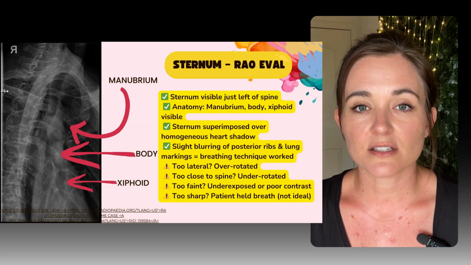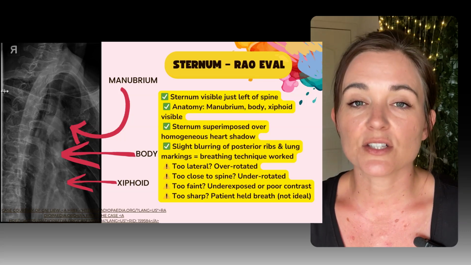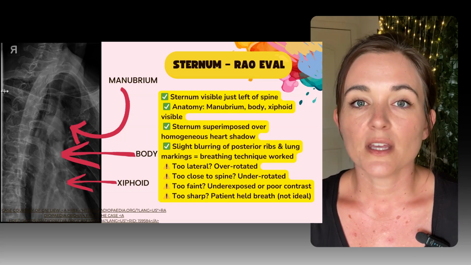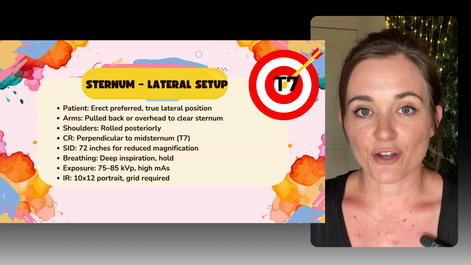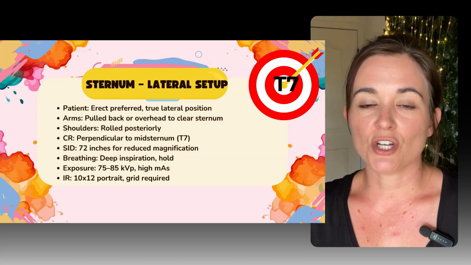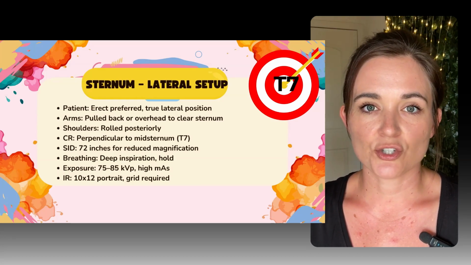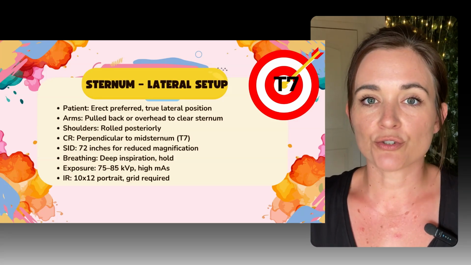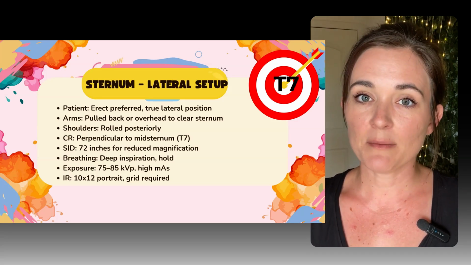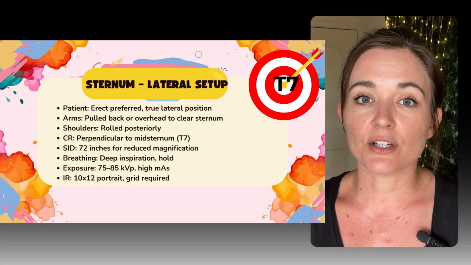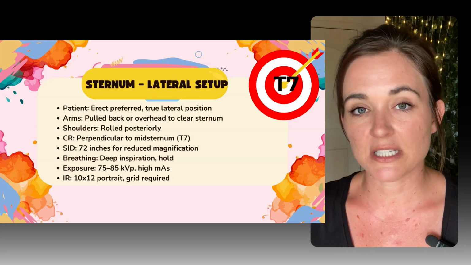Look at contrast. Too much exposure and the sternum disappears. Too little and it's noisy. Next is the lateral sternum. This one requires the patient upright and their left side to the IR in a true lateral. Shoulders are drawn back, arms behind the back or over the head. The CR is perpendicular to mid-sternum, which is around T7.